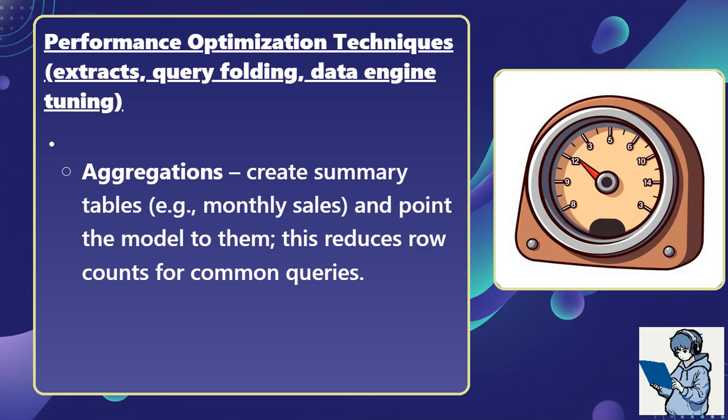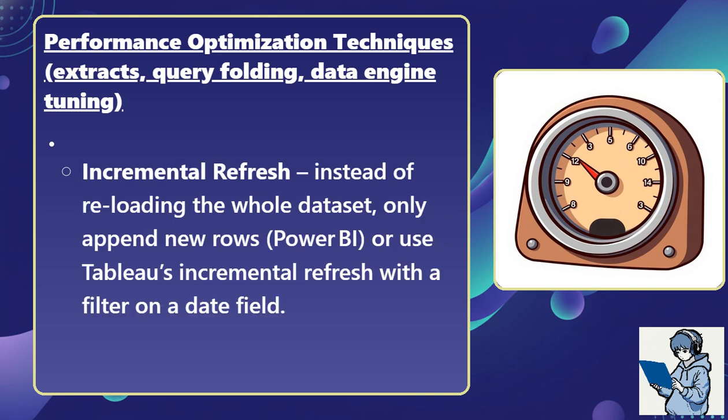Create summary tables, for example monthly sales, and point the model to them. This reduces row counts for common queries. Incremental refresh: instead of reloading the whole dataset, only append new rows in Power BI, or use Tableau incremental refresh with a filter on a date field.